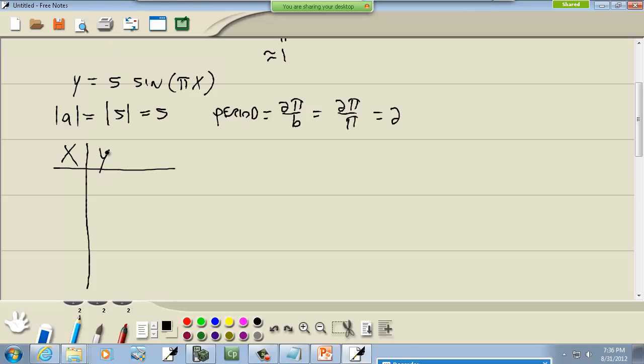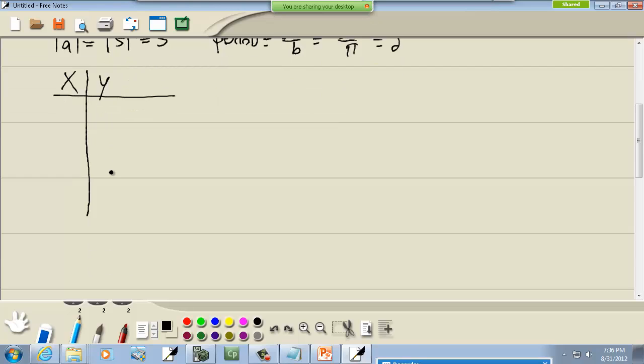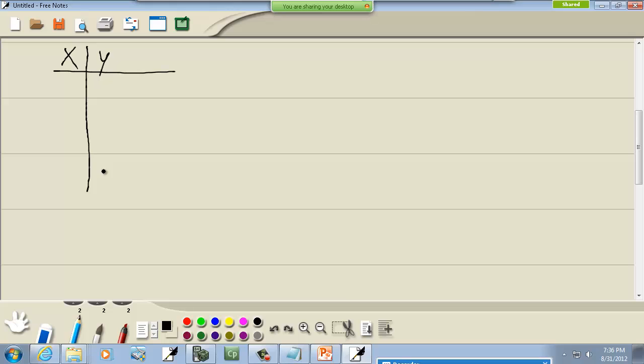So we'll do our x and y values. This first one is always 0. This last one is always our period, which is 2. This is half our period, which is 1. This is a quarter of our period, which is 1/2. And this is 3/4 of our period, which would be 3/2.